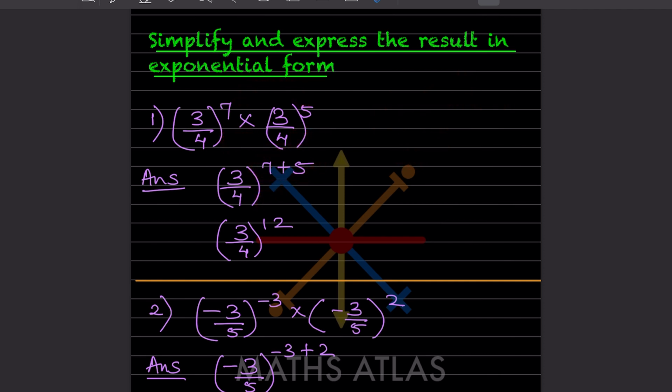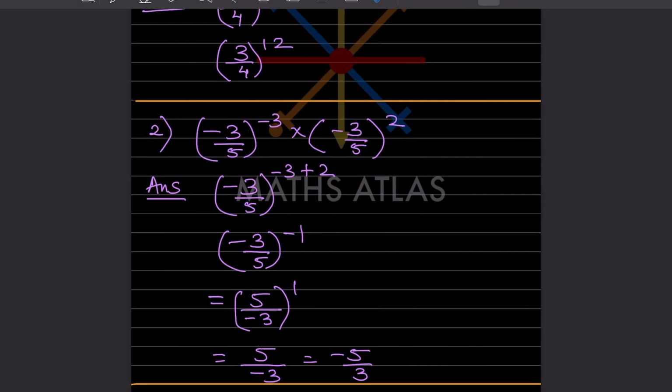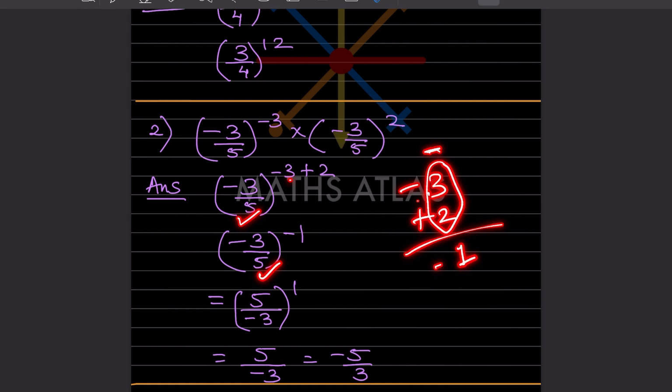So you want in the exponential form. So you're going to write over here 12. 7 plus 5 is 12. Now look at here. Again, the base is same. So you're going to write the base same. And this one, you're going to add it. Minus 3 plus 2. Plus minus means you are going to subtract it. That will be 1. Bigger number sign. That will be minus 1.